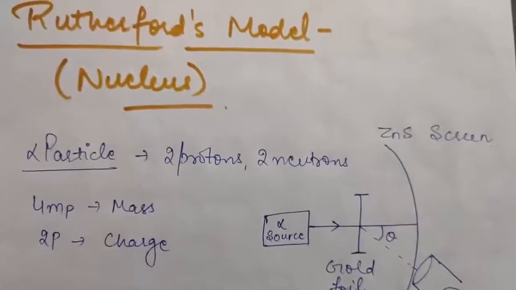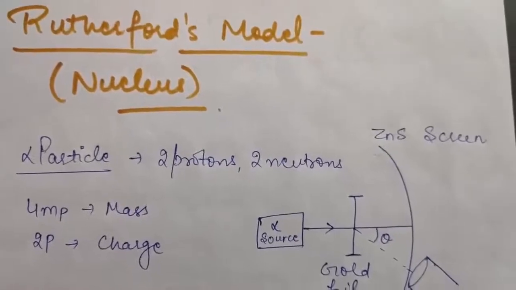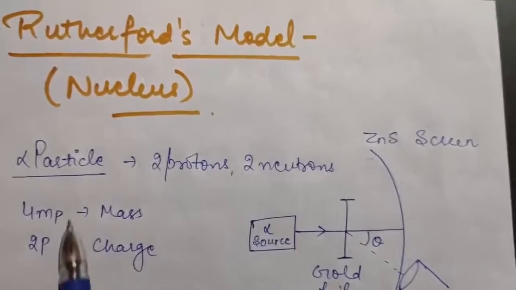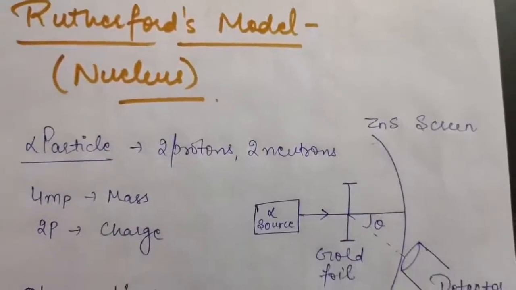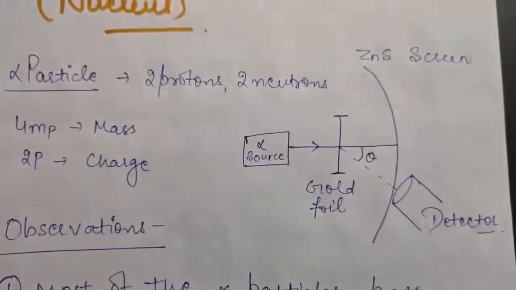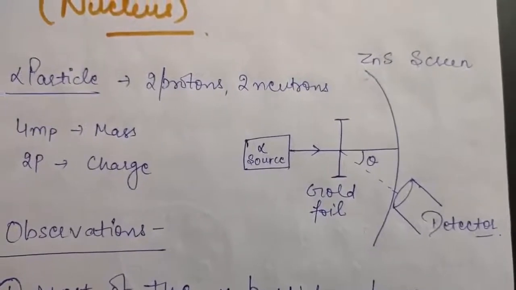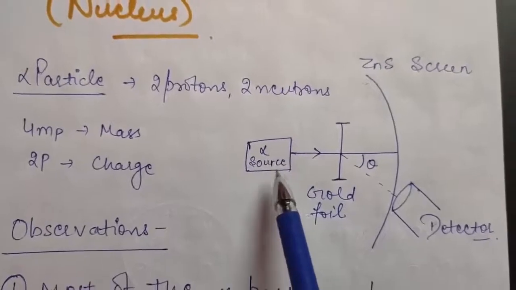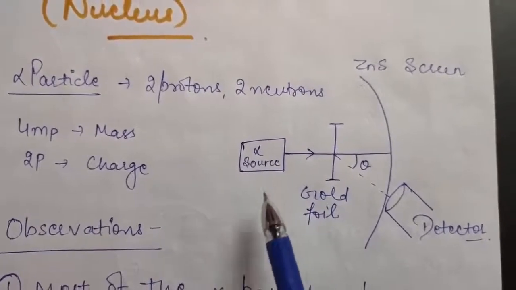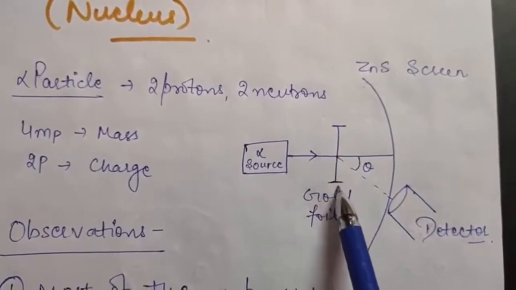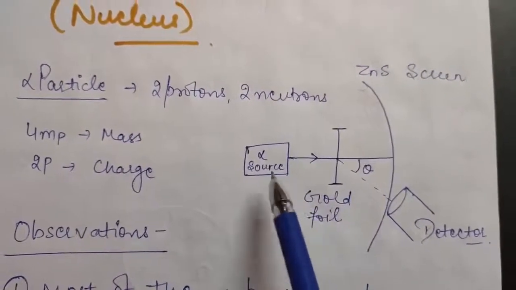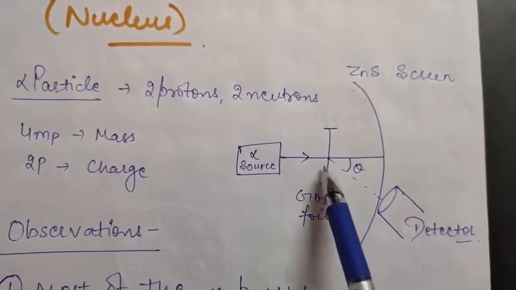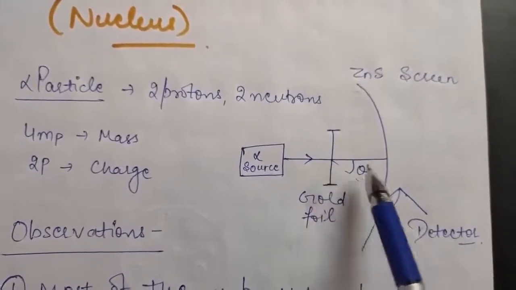When Rutherford studied the atom, he concluded that there is a thing present inside the atom, which is called the nucleus. So let us begin with the experiment of Rutherford first. For the experiment, Rutherford took an alpha particle source, that is a source from which alpha particle rays will be emitted. Then he took a gold foil. He struck these alpha particles on this gold foil, and it was seen that these alpha particles after striking were scattered.